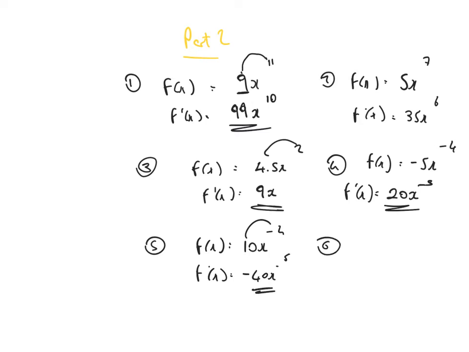Example 6. F of x equals pi x to the 7. Okay, so remember that pi is just a constant like any other, so that's going to be 7 pi x to the 6.